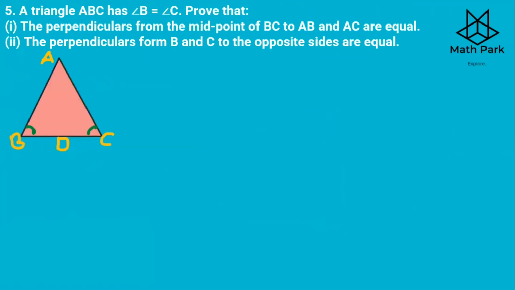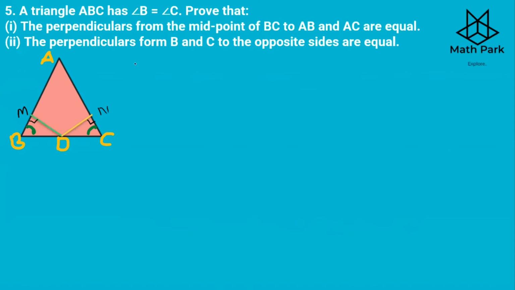Question number 5. In triangle ABC, you are given angle B is equal to angle C. Look, the mark with green here. You have to prove that the perpendiculars from the midpoint D of BC to AB and AC are equal. So let us name these perpendiculars DM and DN, and mark them perpendicular over here.